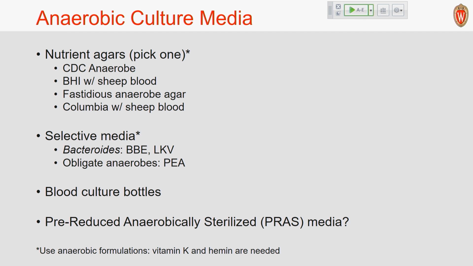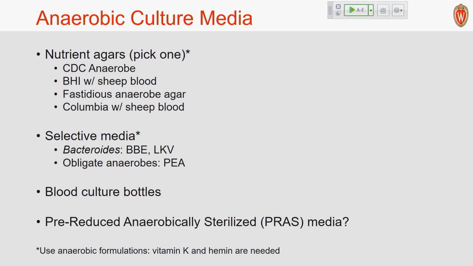Blood culture bottles can certainly be used for fluids. There's a lot of literature out there that says at least for certain body fluid types, you can use it. I believe at least the BacT/Alert, and again, not an endorsement, and maybe Bactec now too, has an FDA indication for body fluids. And then there's this thing, pre-reduced anaerobically sterilized media, PRAS media. How many people are aware of this or use it? A few. Okay, so if you look at any of the package inserts from any of these anaerobic media, they'll say, well, you should pre-reduce it.